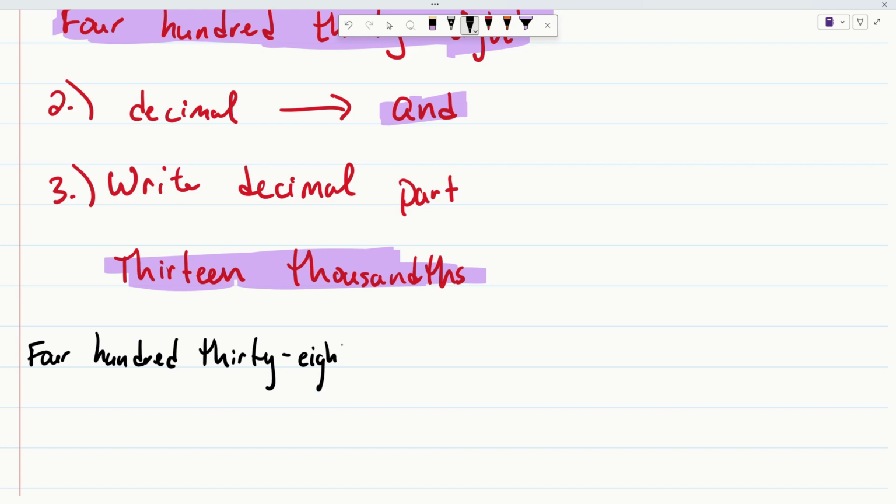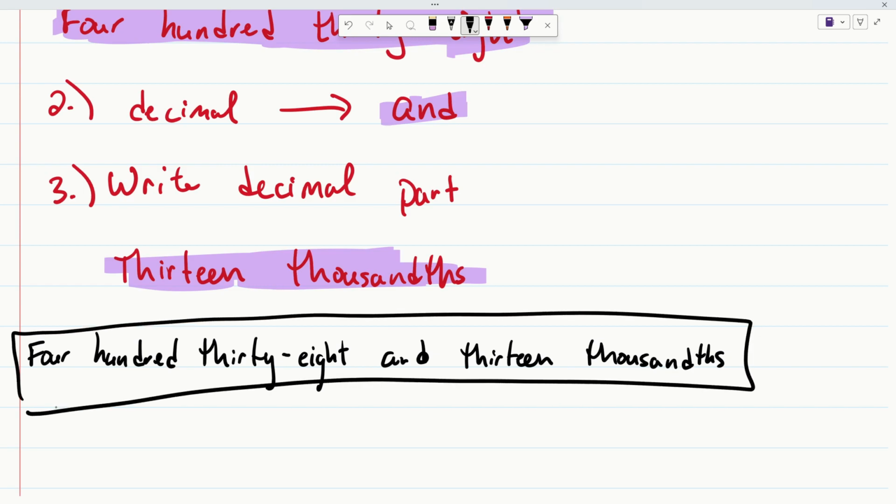438 and 13 thousandths. And that's how we write decimals in words. Like I said, pretty straightforward. Just got to remember what's going on.